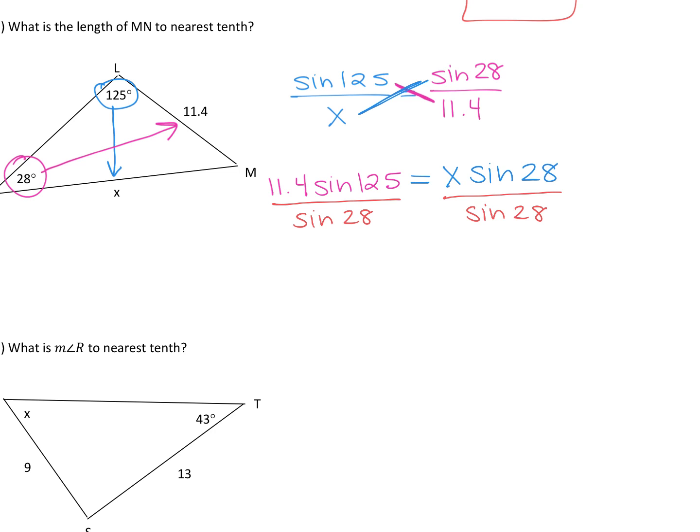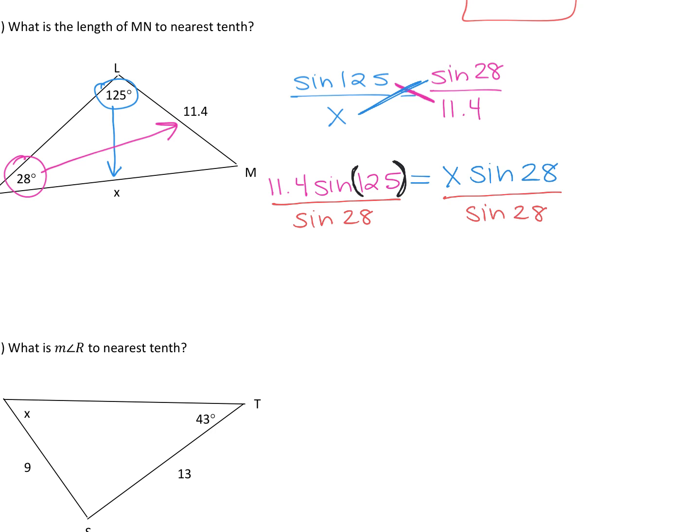Okay, now I need every single one of you to have your calculator in front of you and plug this in with me so that you make sure you're plugging it in the right way. You're gonna plug in 11.4 sine, and then your calculator is gonna start this one. You must end it. If you don't end your 125 here and then you divide, your calculator thinks you're taking the sine of 125 divided by sine 28, which we're not. We're taking the sine of 125 times 11.4 and then dividing by sine 28, okay?